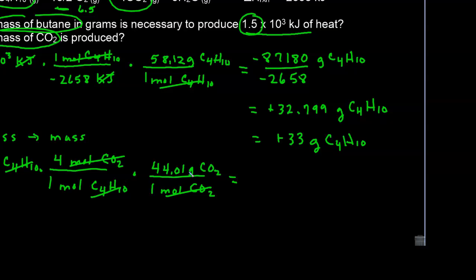So we're just going to take our 33 times the 4 times the 44.01, and in which case I get 5809.32. And that's all over 1, so I guess that's all I need. That is grams of carbon dioxide, because everything else here is 1 and 1.